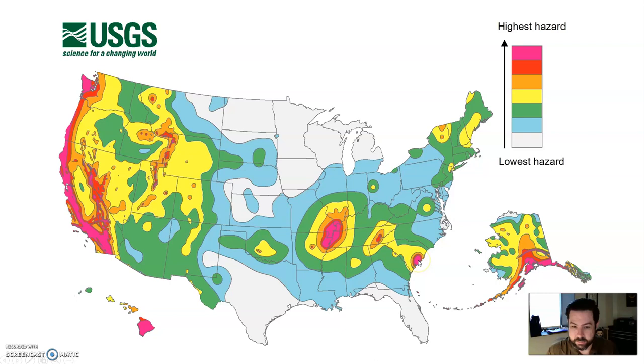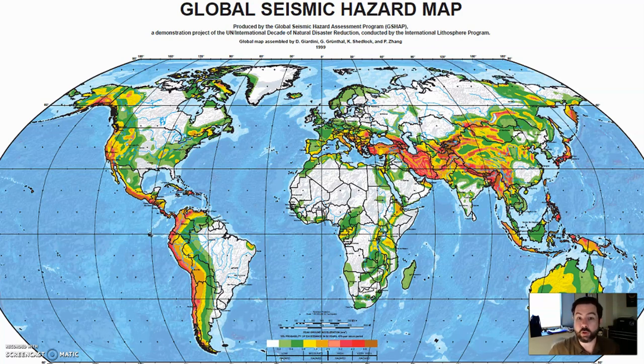Same thing with South Carolina. Also in Oklahoma here, you have a little island, Oklahoma and Texas, of higher earthquake activity, and that's due solely to human processes and fracking. More on that later.